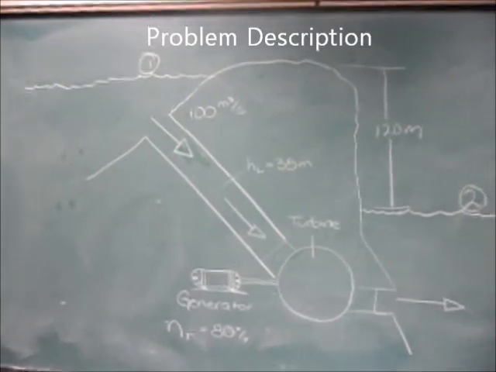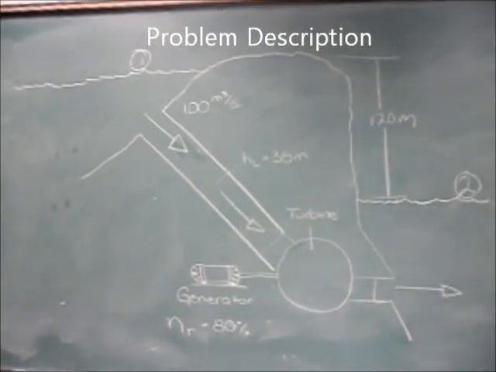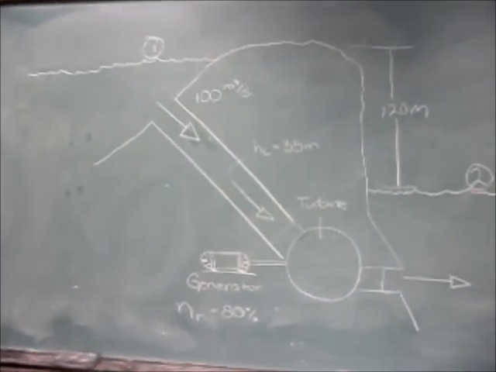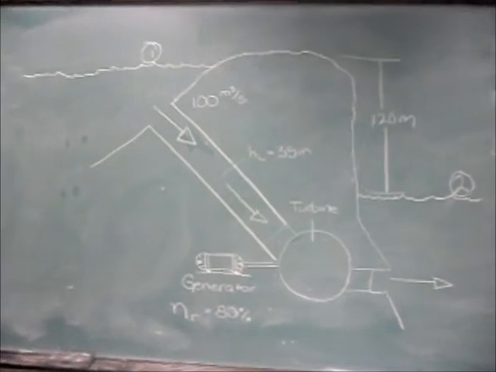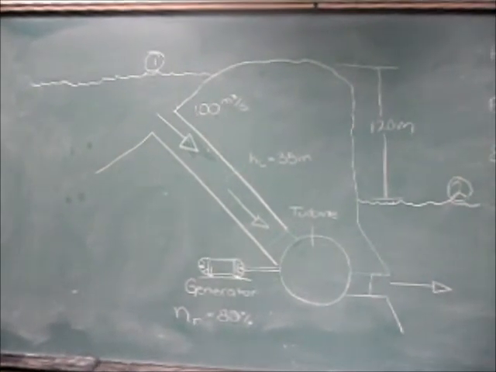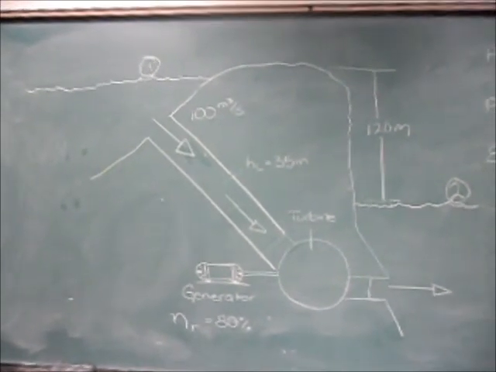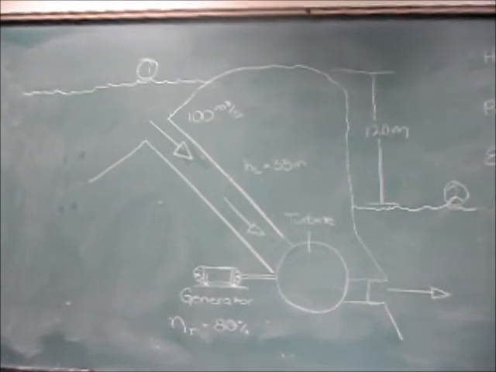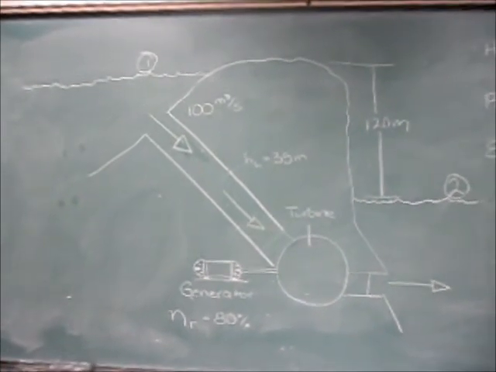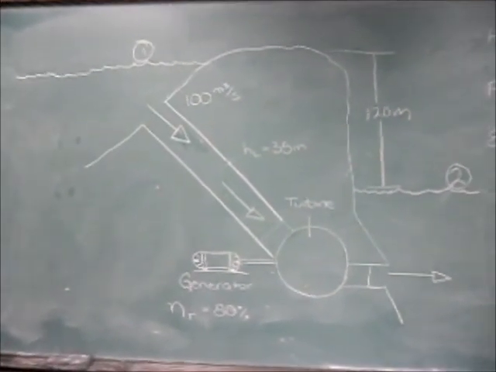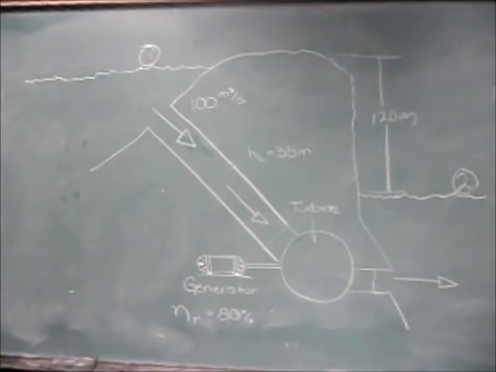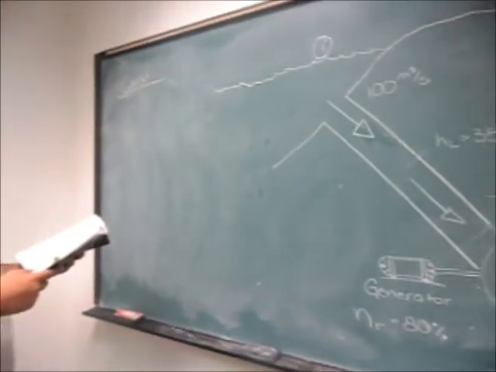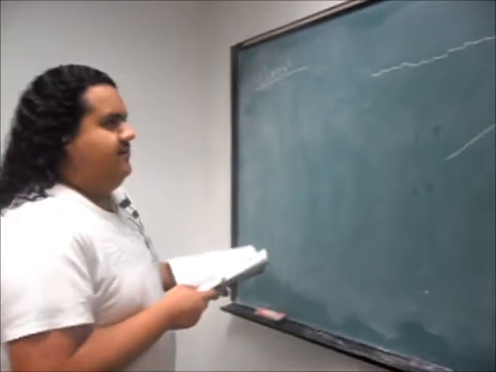In a hydroelectric power plant, 100 meters cubed per second of water flows from an elevation of 120 meters to a turbine, where electric power is generated. The total irreversible head loss in this piping system from point 1 to point 2, excluding the turbine unit, is determined to be 35 meters. If the overall efficiency of the turbine generator is 80%, estimate the electric power output.